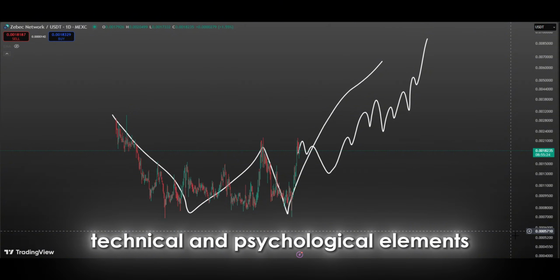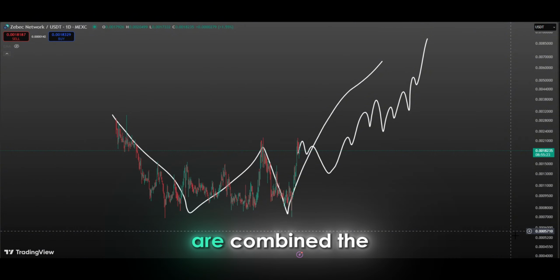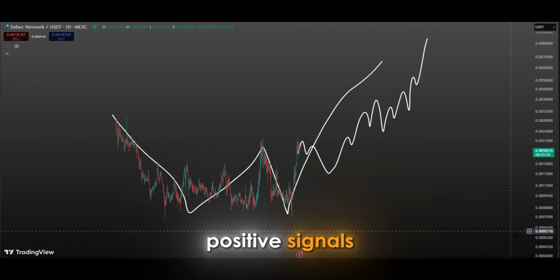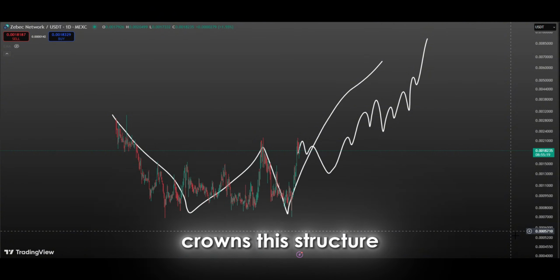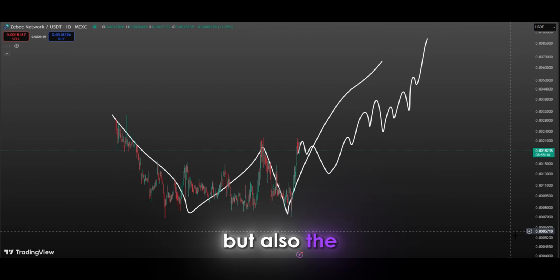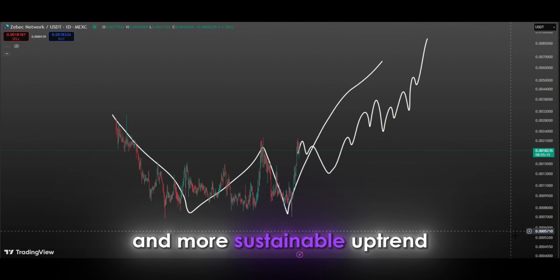When all these technical and psychological elements are combined, the completion of this W pattern on the long-term charts and the subsequent upward movement provide highly positive signals regarding the overall market direction. If the price crowns this structure with a volume-backed breakout to the upside, it may indicate not just a short-term rally, but also the beginning of a broader and more sustainable uptrend.